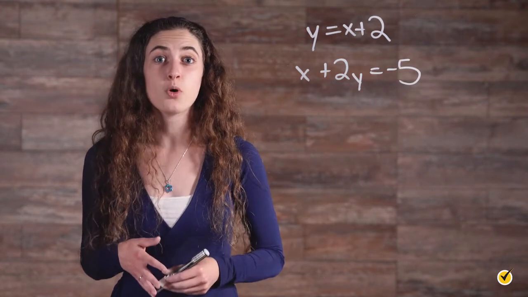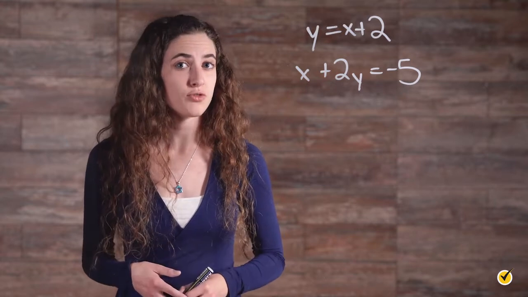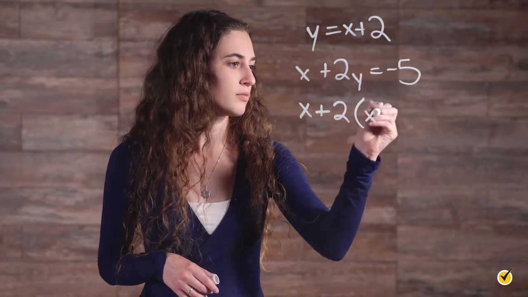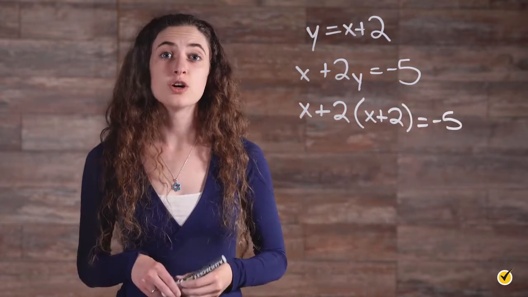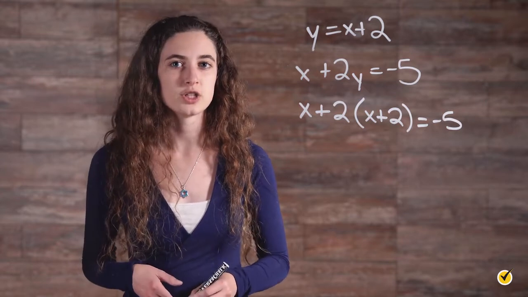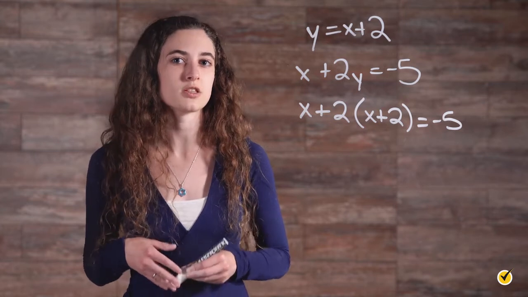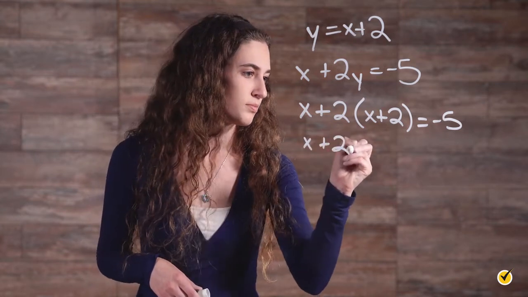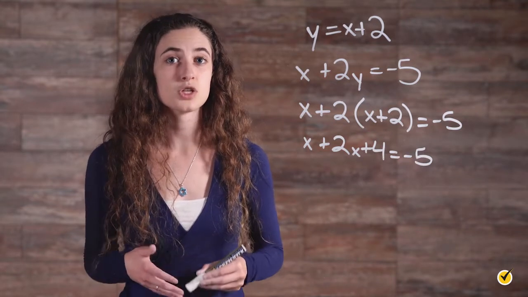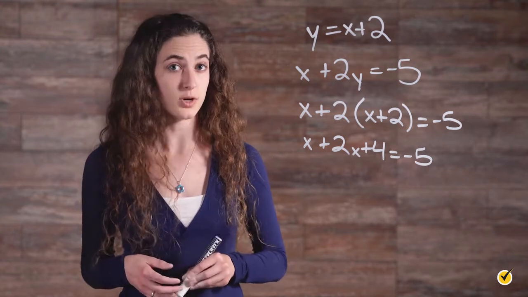Because we know that the variable y equals x plus 2, we can substitute x plus 2 for the variable y in the second equation. Note that after the substitution, the y variable is no longer in the equation. At this point, we solve for x by distributing the coefficient of 2 into the parentheses. Combine like terms, x plus 2x, and gather the constants by subtracting 4 from both sides of the equation.